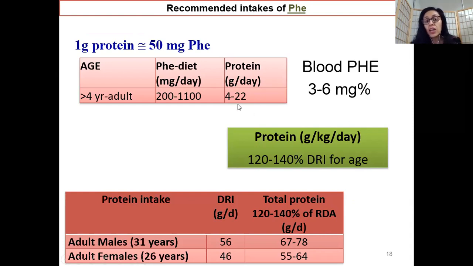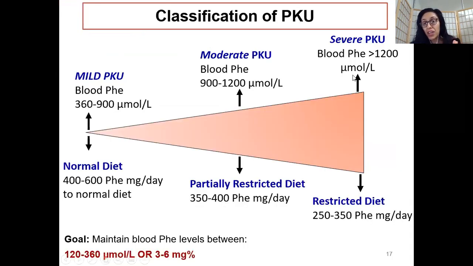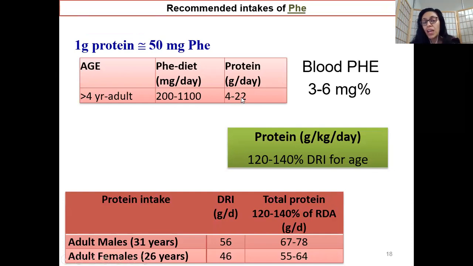So they can have roughly 4 to 22 grams of protein per day, okay, to maintain their blood Phe levels between 3 to 6 milligram per cent. Now, please be mindful. Do they have 4 grams of protein, or can they have 22 grams of protein? That depends upon their blood phenylalanine levels. If their blood phenylalanine levels are, say, approximately 1250 micromole per liter, obviously they will not be having the 22 grams of protein. Okay, they will be having much lower dietary protein or intact proteins.